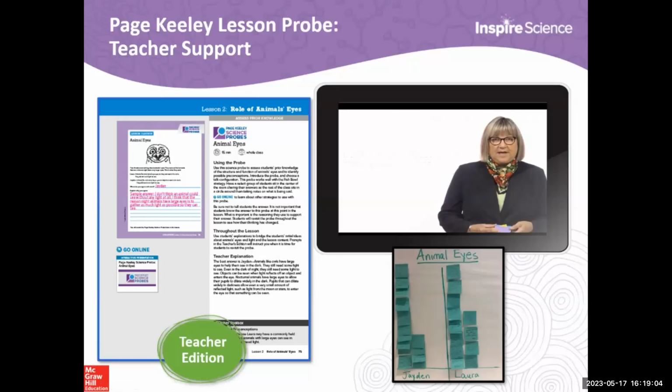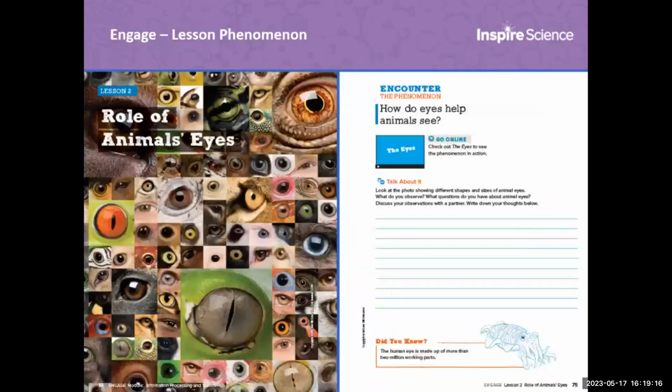We're going to revisit their thinking at the end, because a good phenomena-based classroom doesn't just get students to share their initial thinking, it constantly revisits their thinking about the phenomena throughout the lesson. And we'll see how that transpires throughout the lesson.